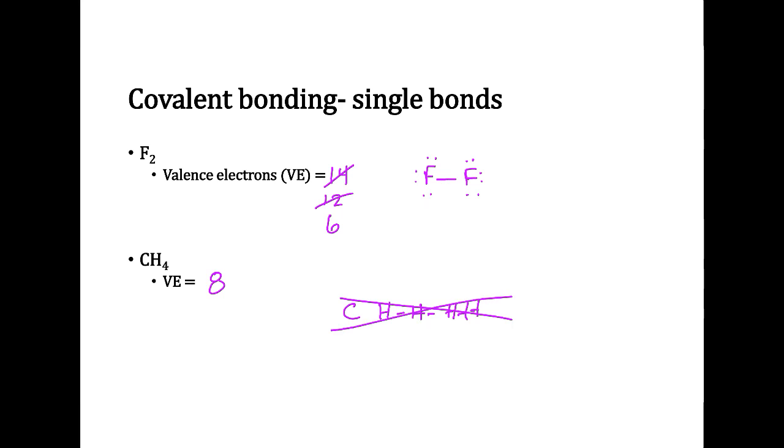So what we need to do is we'll have carbon, then we have 4 hydrogens surrounding it. Go through and add our single bonds. 2, 4, 6, 8 valence electrons have been used. So we've used all those valence electrons, and we're done. So that's, yet again, another good Lewis structure. Let's go on to another one.